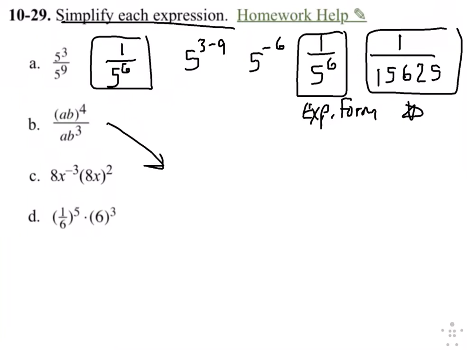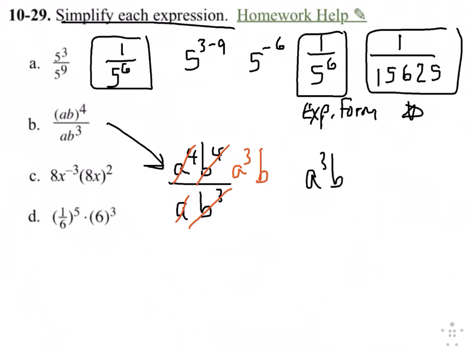Okay, now let's look at b. We have ab to the fourth, which is really a to the fourth, b to the fourth, over a, b to the third, right? Now we need to cancel. So a to the fourth over a becomes a to the third in the numerator. B to the fourth over b to the third becomes b in the numerator. So we're left with a to the third b for b.